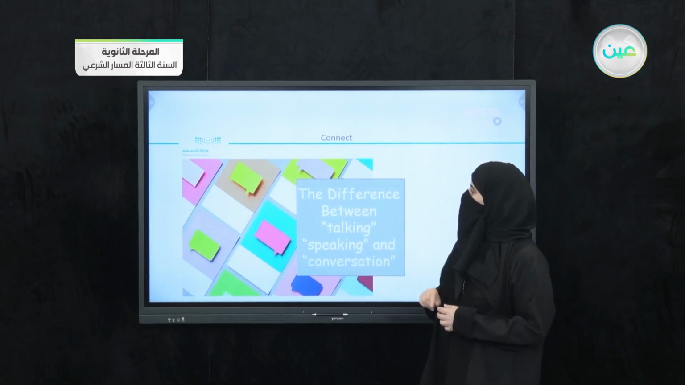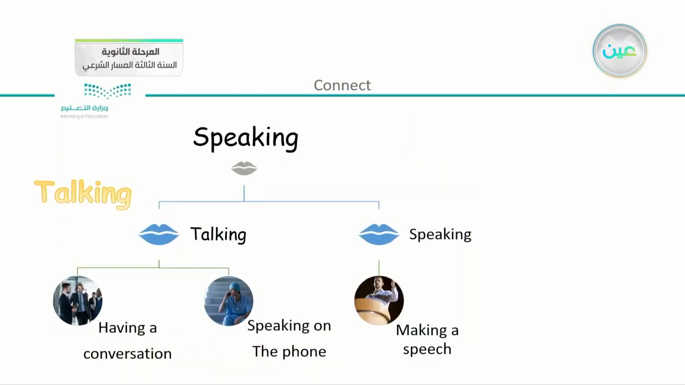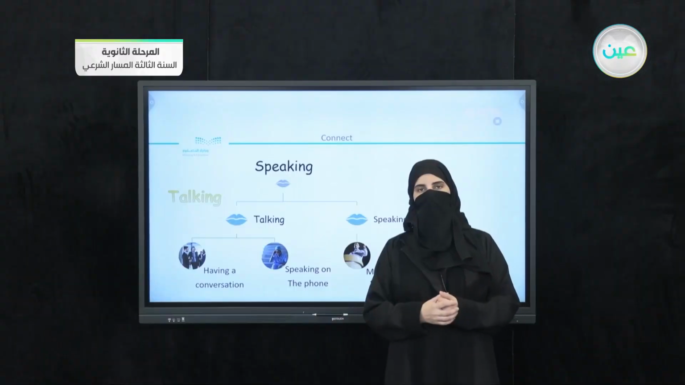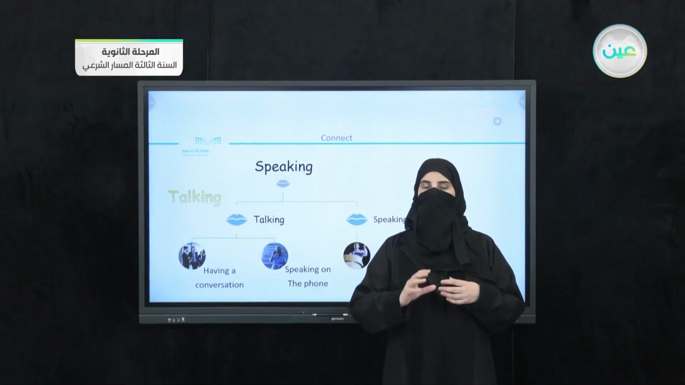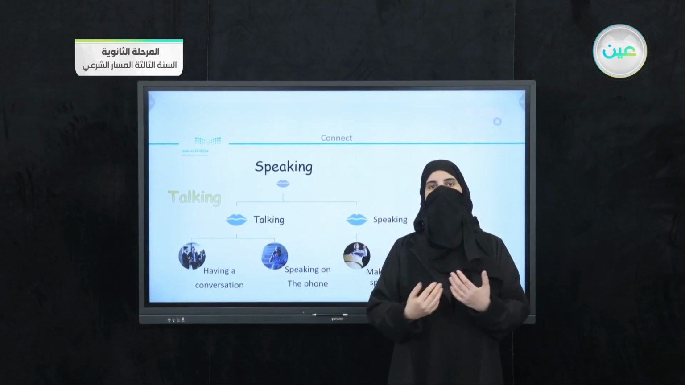Now, there's a difference between talking, speaking, and conversation, as you can see here in this graph. We have here speaking. Now, speaking here can be either talking or speaking. Still, we don't have a very clear idea what is happening. If we focus on talking, we can say when we are talking that we are having a conversation. So now you know that conversation is something that is happening between two people when they talk together.